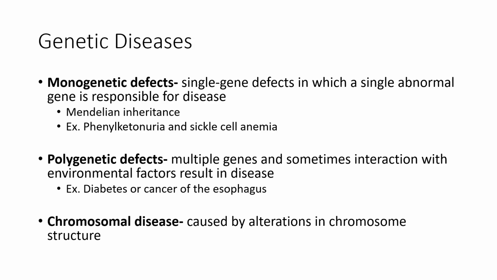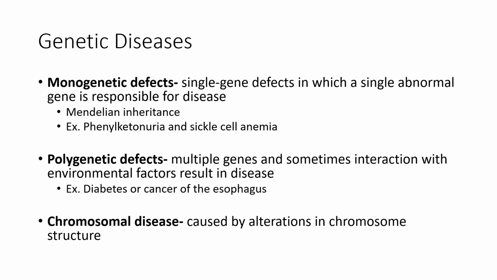Next are polygenic defects, which are a bit messier because biology loves chaos. Here, multiple genes are involved, and often there's an interaction with environmental factors. This means genetics loads the gun, but environment often pulls the trigger. Conditions like diabetes or esophageal cancer fall into this category. You might inherit susceptibility, but lifestyle, exposures, and timing all play a role. These are harder to predict, harder to prevent, and harder to pin on a single cause, which is why risk assessment is such a big deal here.